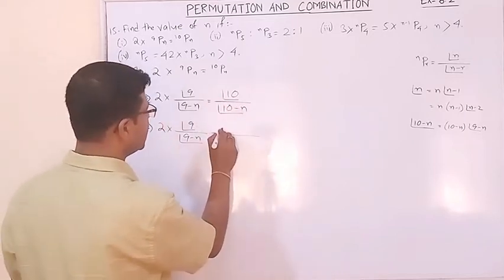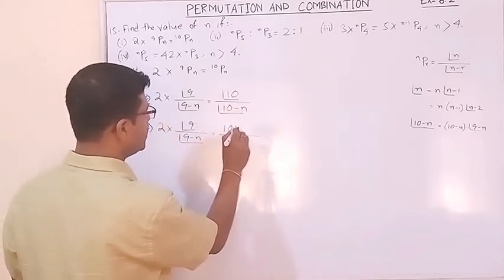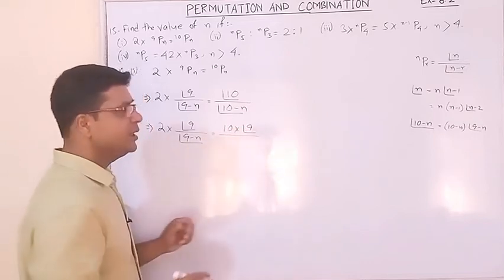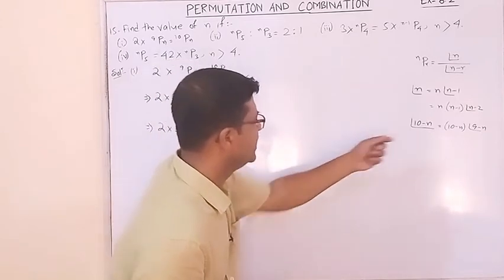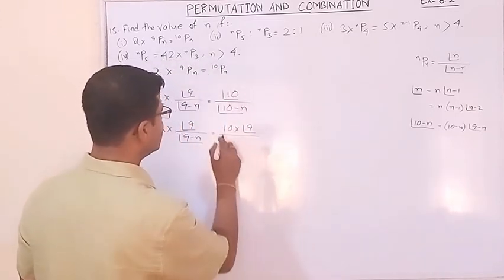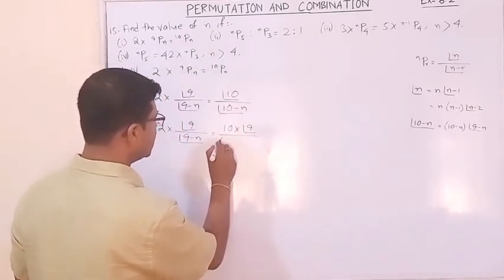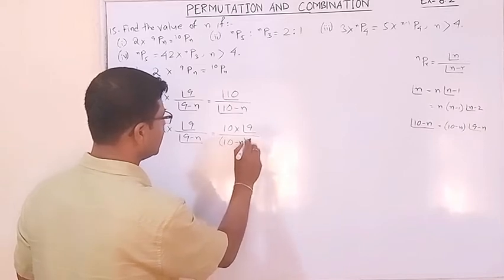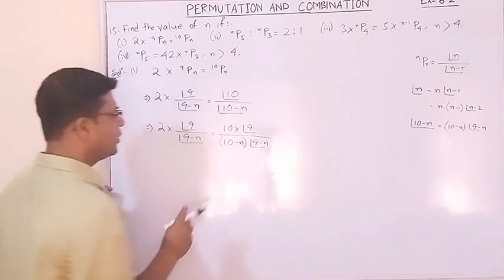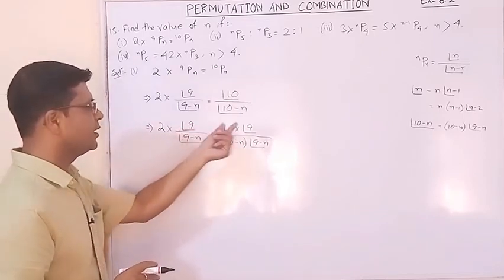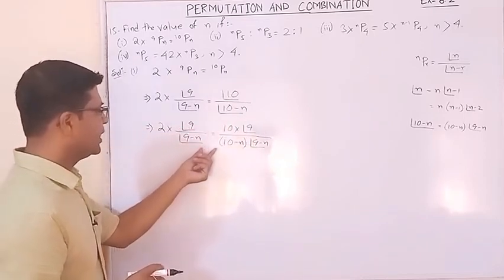Factorial 10 can be written as 10 into factorial 9. This is the concept. And here we have already discussed this, luckily we have taken the same example. So factorial 10 minus n, then factorial 10 minus 1 is 9, 9 minus n. So from both the sides, let us cancel factorial 9 and factorial 9 minus n.